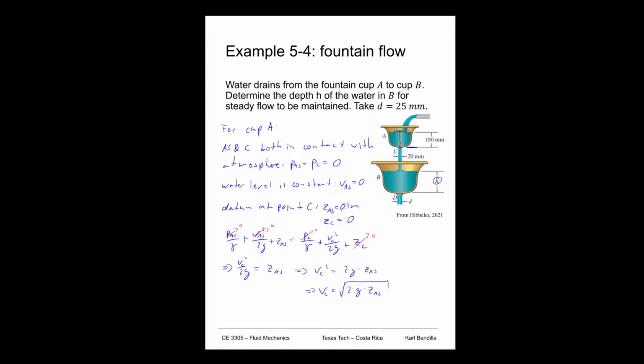All right, that seems to make sense, right? I mean, depending on how full this cup is, it's going to impact what the velocity is here, right? The more water sitting on top of there, the more it's going to be pushing out. All right, so we have our VC, but that doesn't really tell us what this H is, right? So we have to also look at cup B.